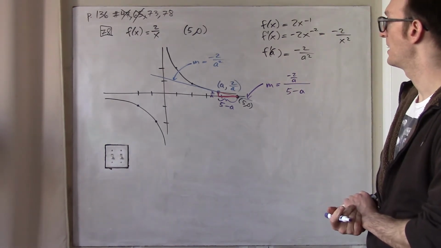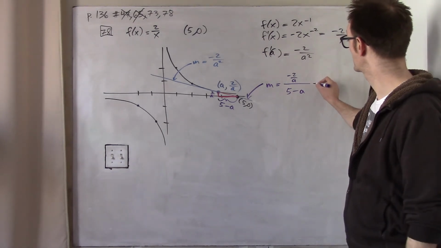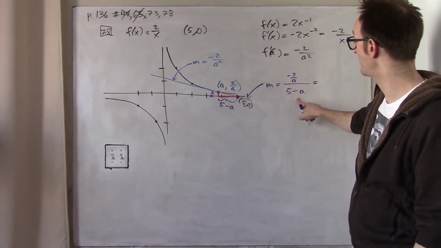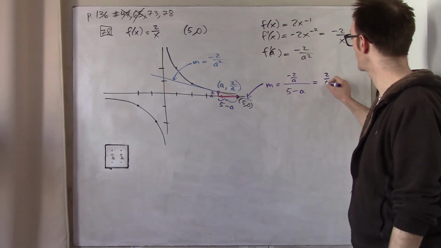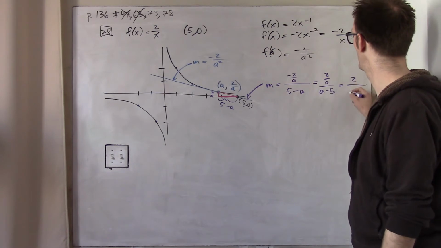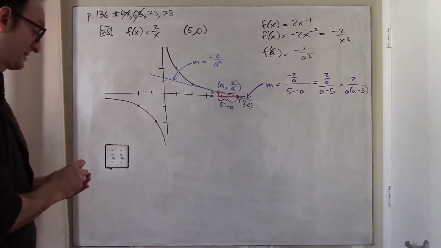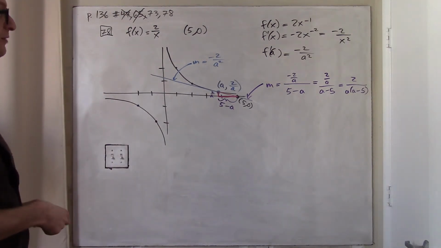Now, of course, I can just multiply the top and bottom by negative 1. So it's 2 over a minus 5, and I can write that as 2 over (a minus 5). And alright, I think that's it. The thinking for this problem is kind of over.